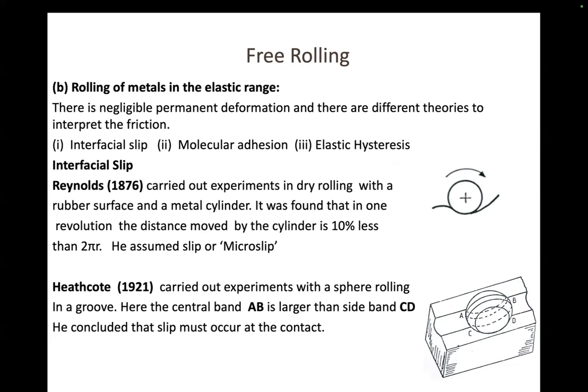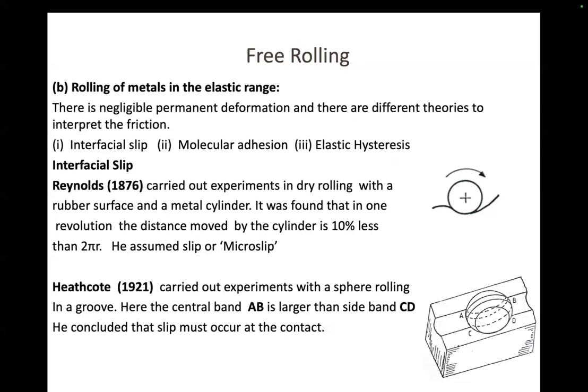First theory is interfacial slip. And the slip we have discussed earlier is always a culprit in rolling, because if rolling occurs alone, friction force must be small. But slip comes in and increases the friction. Then some scientists have proposed molecular adhesion and also elastic hysteresis. Let us have a look at it one by one.